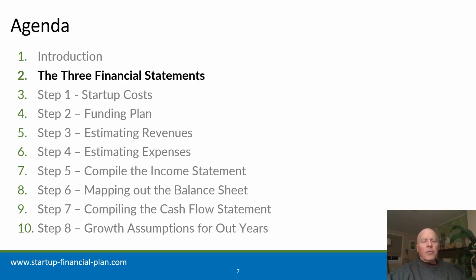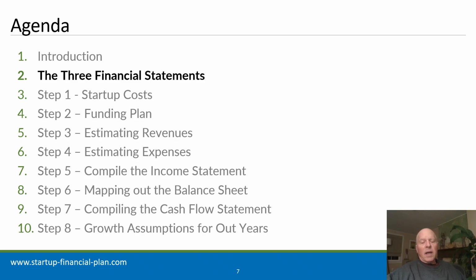We're going to talk about the three financial statements first in this 90-minute presentation. Then we're going to go through step 1, startup costs, and the funding plan. Step 3 is estimating the sales revenue. Estimating all the expenses is step 4. Then we're going to compile the income statement once we know the revenues and expenses in step 5. Then there's a tedious detail, step 6, where we have to post entries to figure out what the balance sheet is. And then step 7 is just compiling the cash flow statement per the entries in step 6.